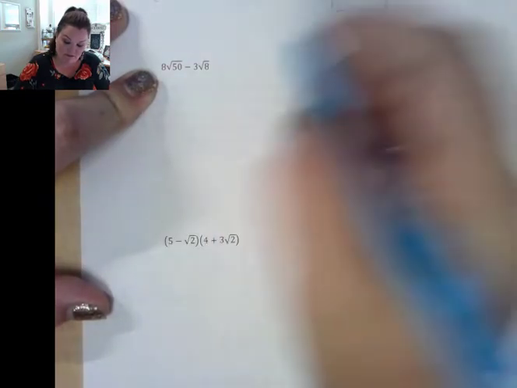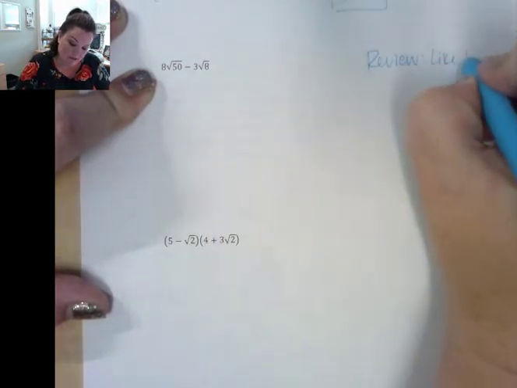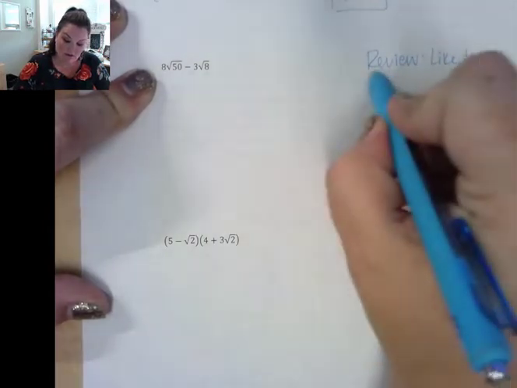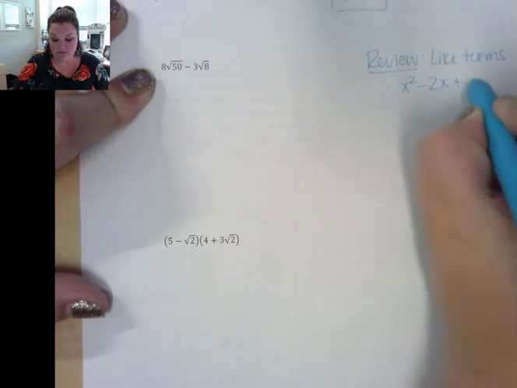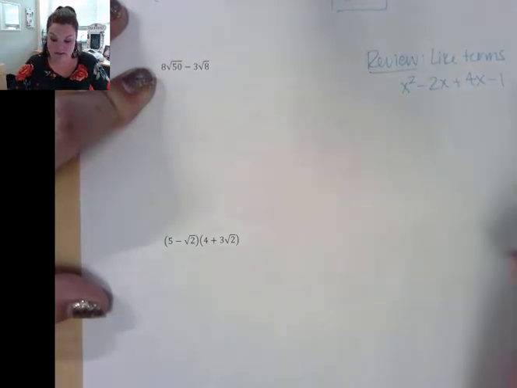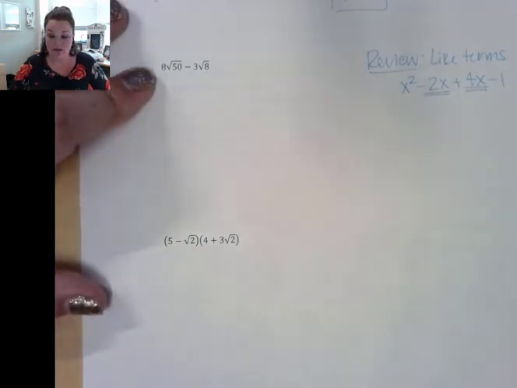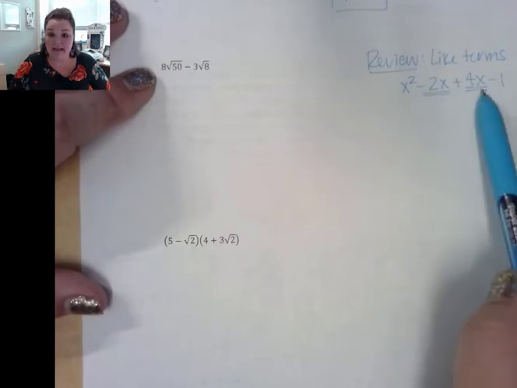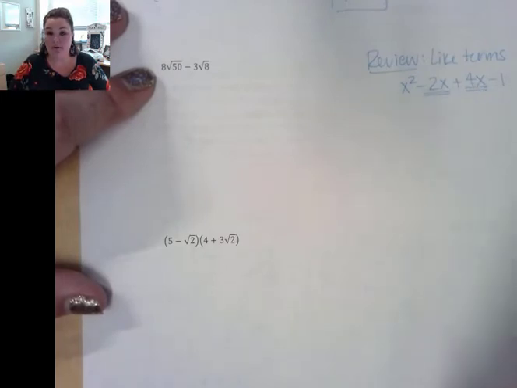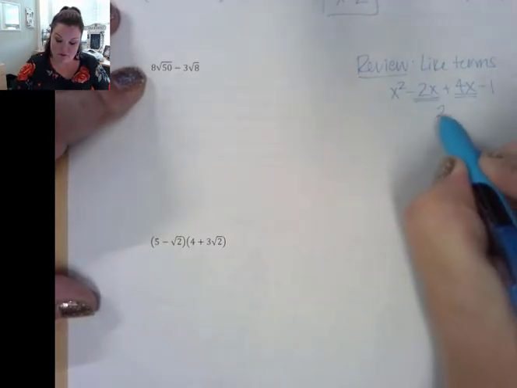So remember, just review here. Review like terms. If I had something like x squared minus 2x plus 4x minus 1, like terms have the same variables raised to the same powers. So here my like terms would be my x terms, and when I combine them, I just combine the number parts. When I combine the number parts, this would give me 2x.